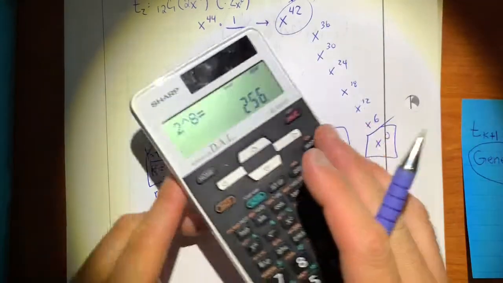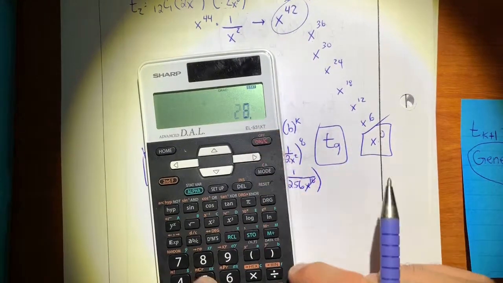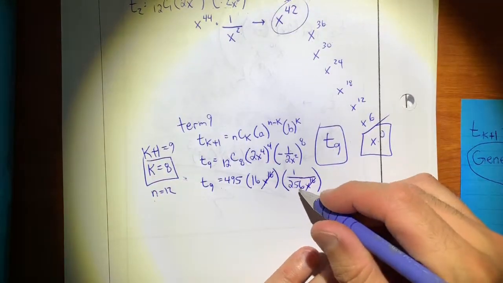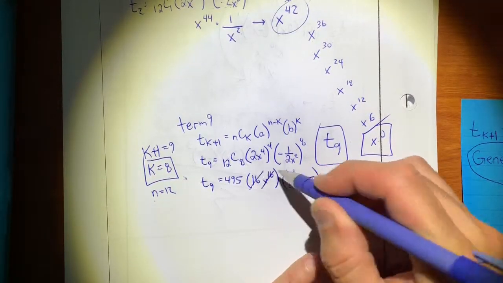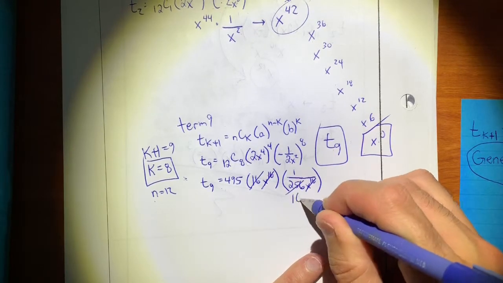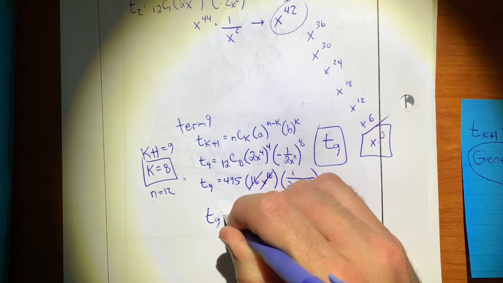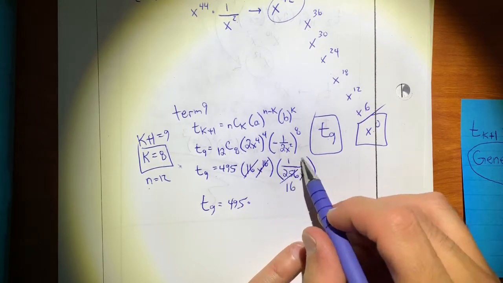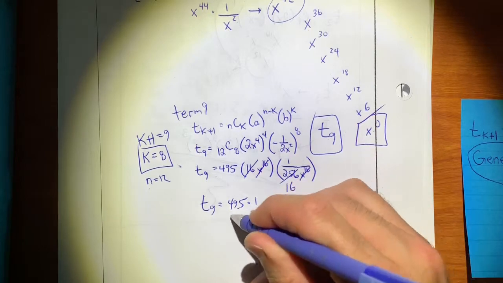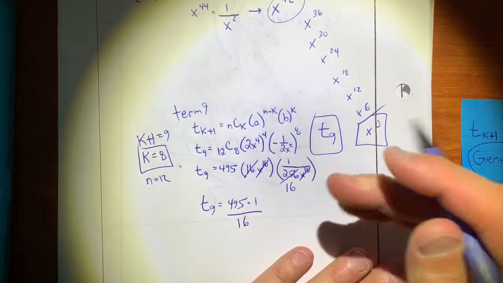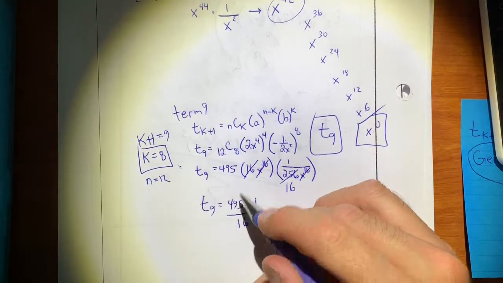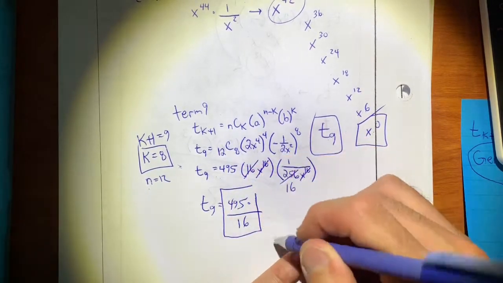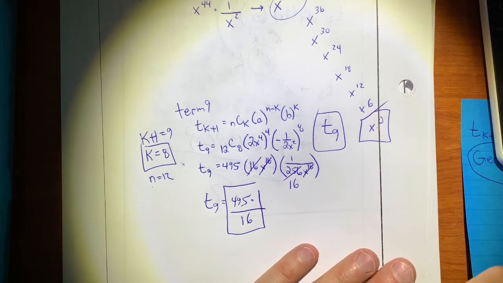16 and 256 will both be divisible by 16. Yeah, so 256 divided by 16 is 16. So that goes away, and this turns into a 16. So just going to clean it up a bit here. I got 495 times nothing but a bunch of 1s left in the numerator, so I'm just going to write 1 over in the denominator. I just have 16. So there's your answer: 495 over 16. That's term 9. Wow, what a beautiful question that was.